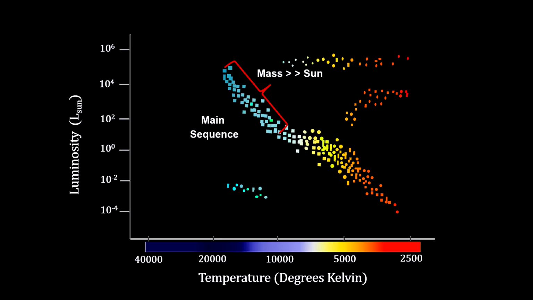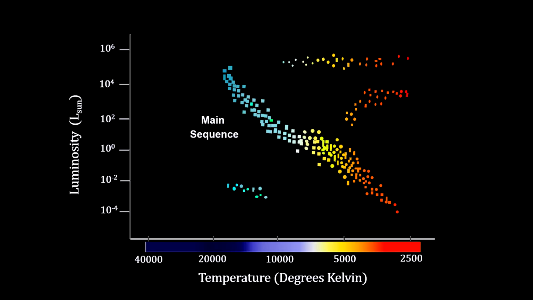The upper left blue and white hot stars are high-mass stars, many times more massive than the Sun. The middle region, yellow and orange stars, are closer to the mass of the Sun. The lower right stars are cool, low-mass stars that are a fraction of the mass of the Sun.